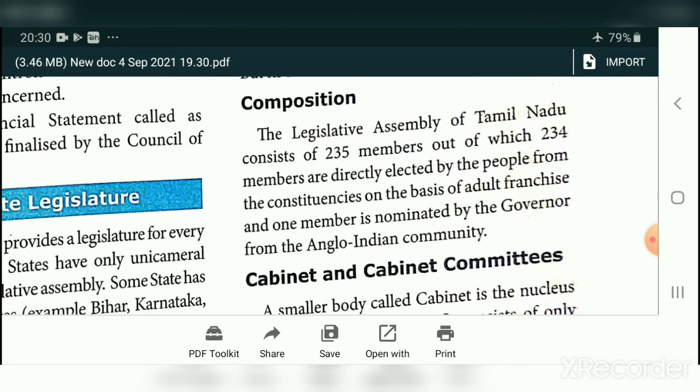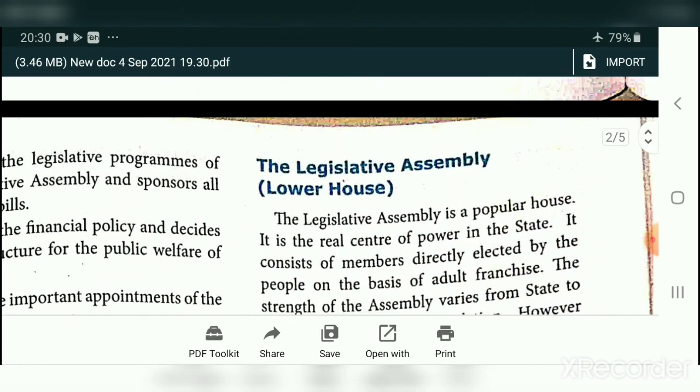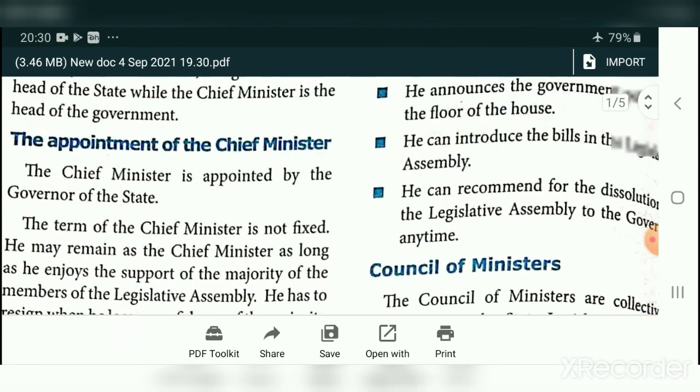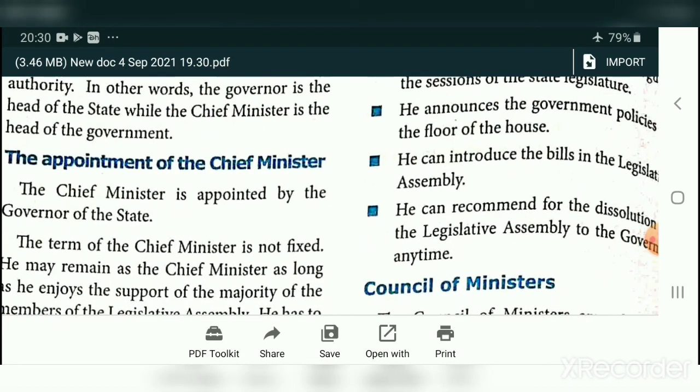Students, up to this we will conclude the lesson. The remaining portions will be seen in the next class. So today we have studied about the powers and functions of the chief minister. The chief minister is appointed by the governor and he appoints the council of ministers.